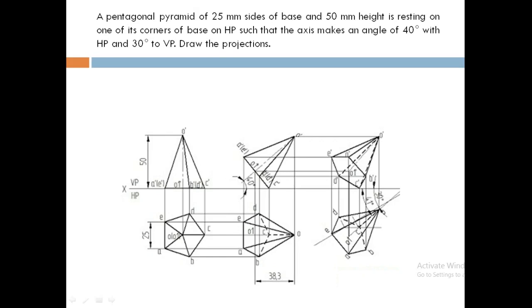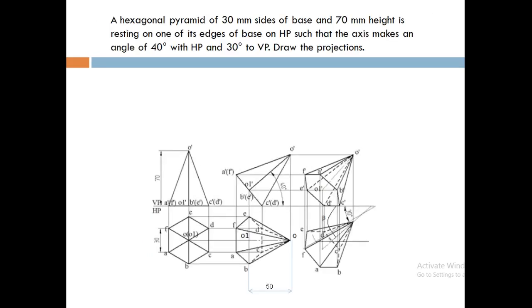Let us take one more example of a hexagonal pyramid resting on one of its base edges. The side is 30 mm and the axis height is 70 mm, and once again you can see the axis inclination is given with respect to HP and VP.